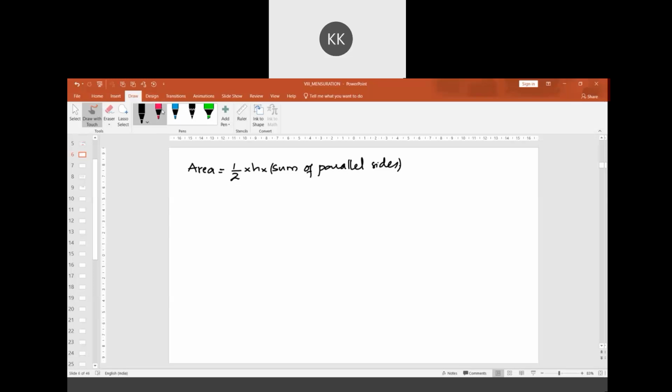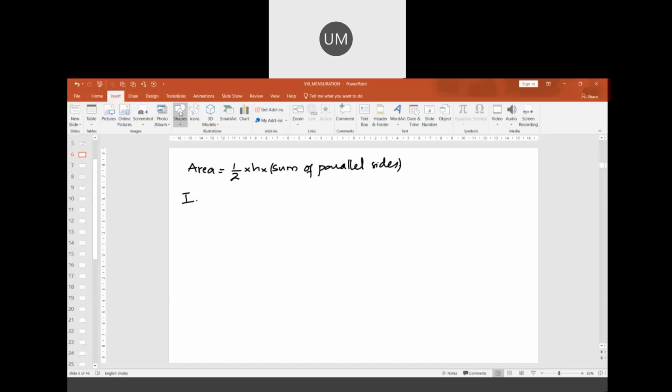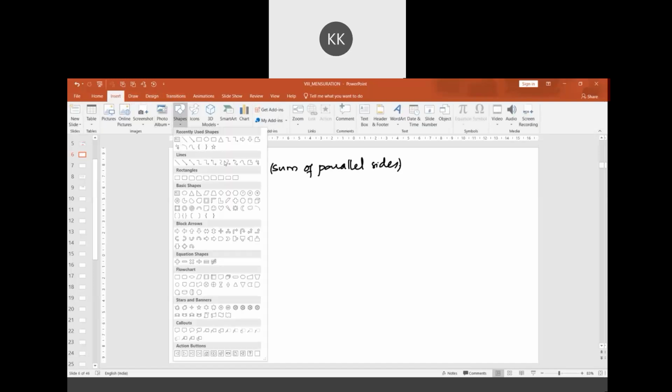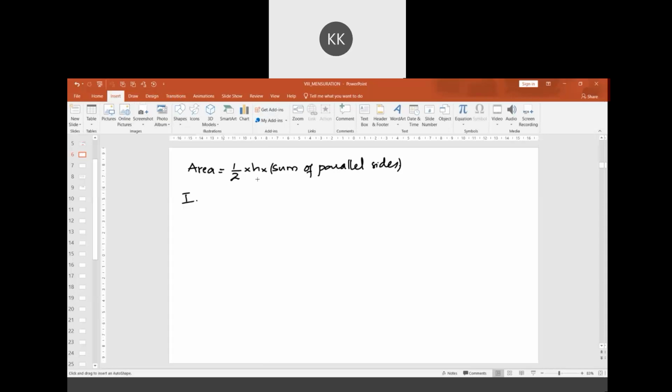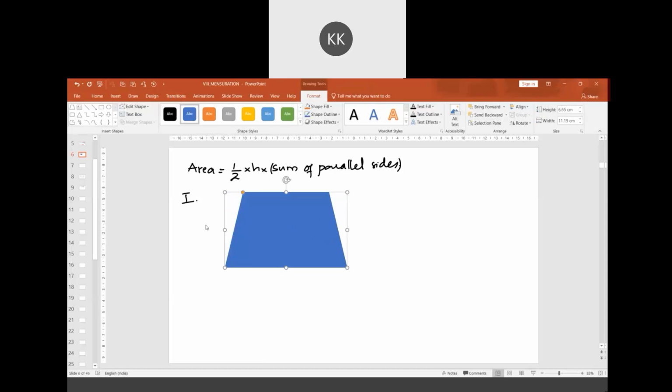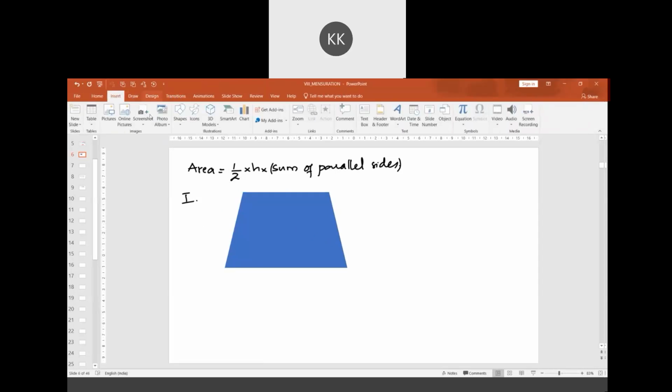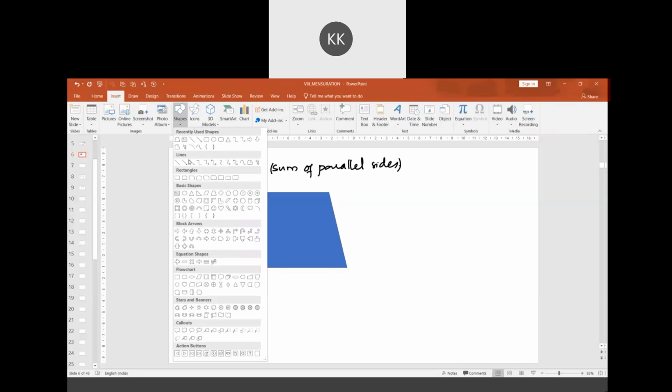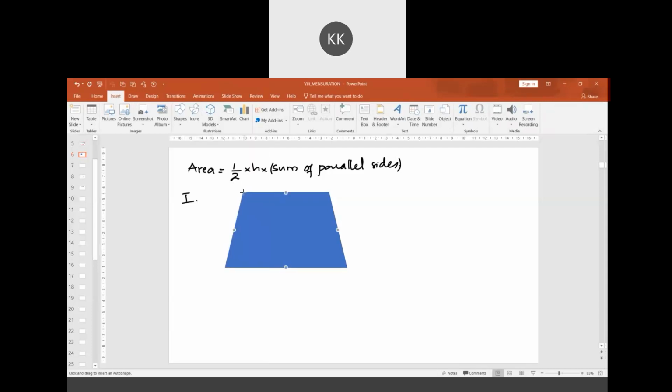Yes, sir. There are two methods. In the first method, I would like to take trapezium and divide that into two triangles and one rectangle. So here we have a trapezium. For this trapezium, I am going to draw perpendicular from here.